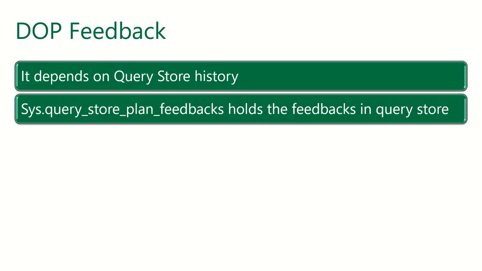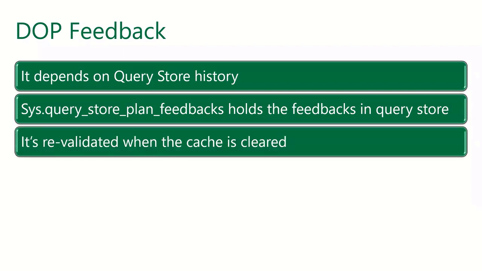sys.query_store_plan_feedback is a new DMV in Query Store which holds the query plan feedbacks. All the feedbacks are stored in this new DMV. It's revalidated when the cache is cleared. This is linked to what I said before. The feedbacks now are persisted in the query store. So we can clear the cache and we don't lose the feedback.